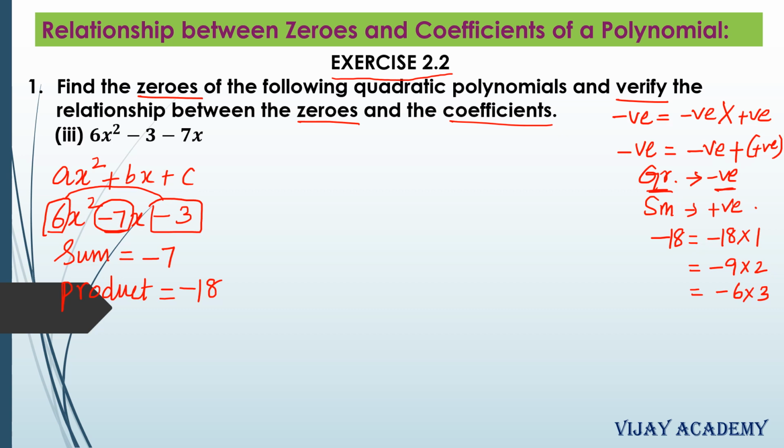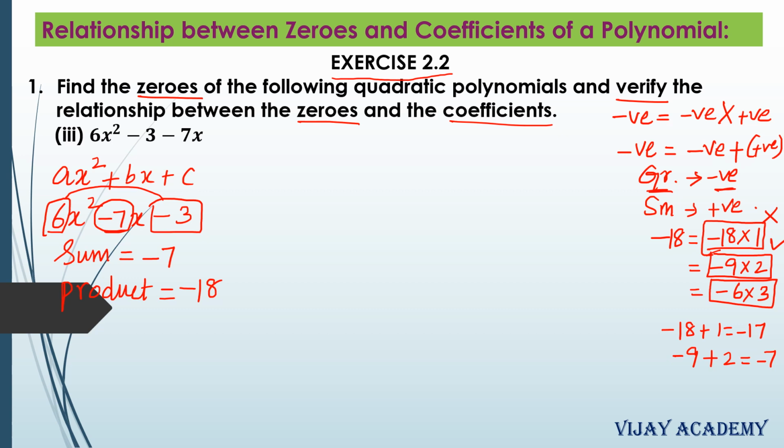Now all the three pairs will satisfy the condition of multiplication being minus 18. Now which one of these will also satisfy the sum minus 7? By adding minus 18 and 1 we get minus 17. So we cannot take the two numbers as minus 18 and plus 1. Now go to the second one, that is minus 9 and plus 2, which will give you minus 7. So minus 9 and 2 will satisfy both the conditions, that is the product and sum.